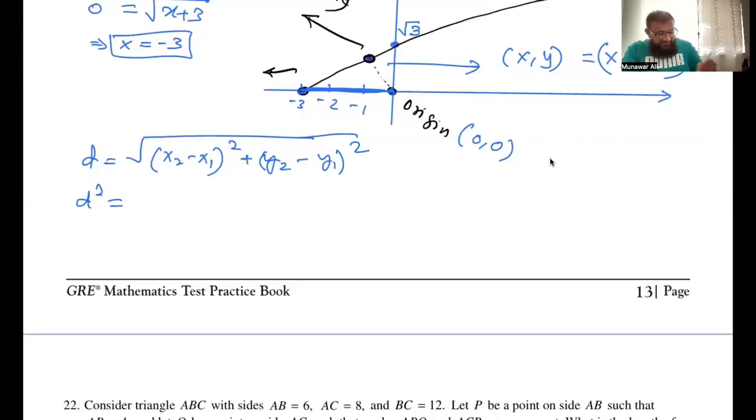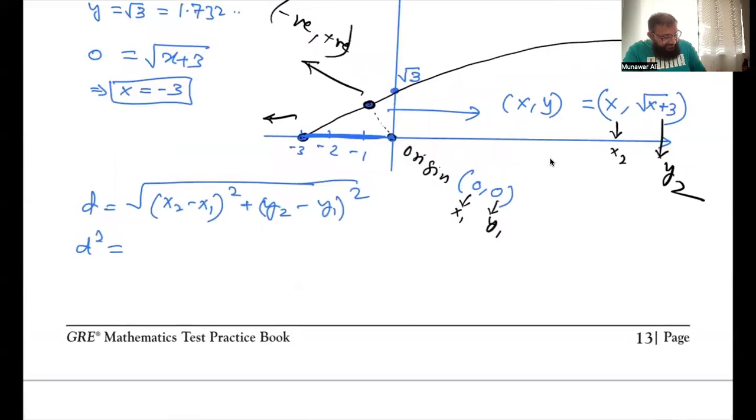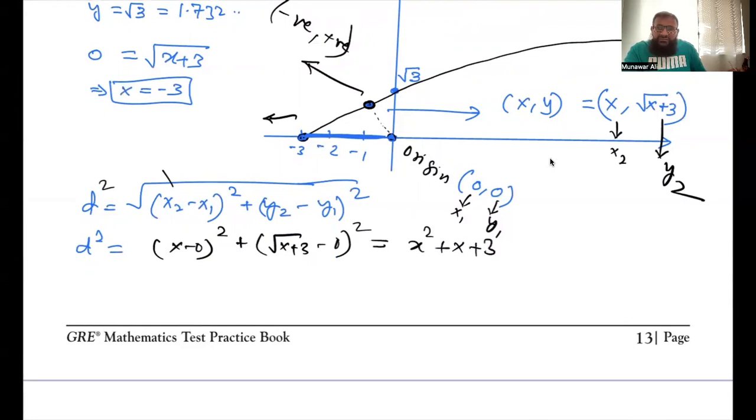So x2 minus x1, I can consider this point to be x1 and y1 and this point to be x2 and y2. So I'm going to just substitute the values, but I've cancelled the square root already. So x minus 0 squared plus square root of x plus 3 minus 0 squared. This becomes x square plus x plus 3. I have to find the minimum value of this because I have to minimize the distance. Let us name this thing f.